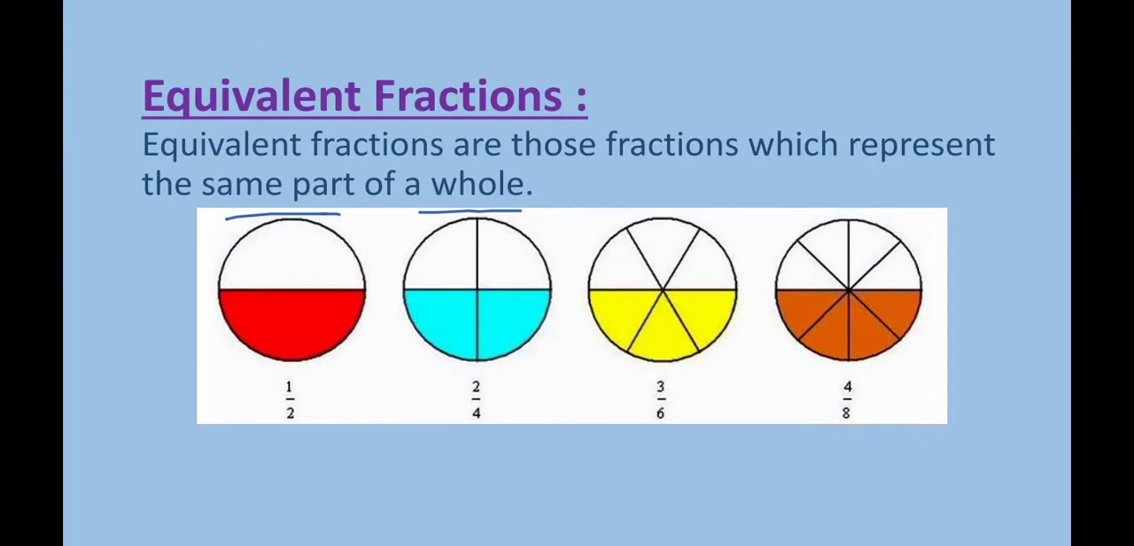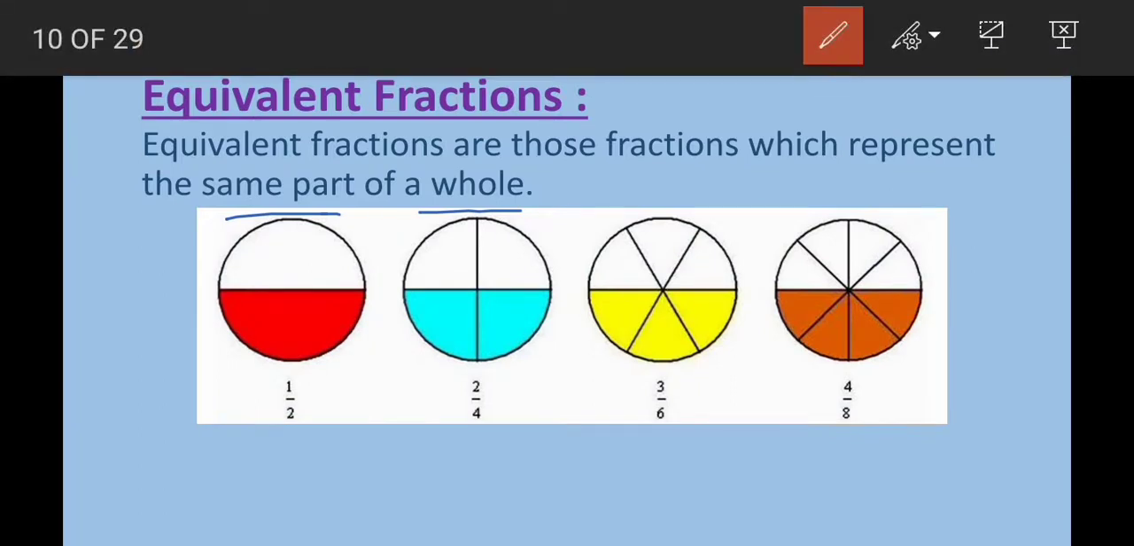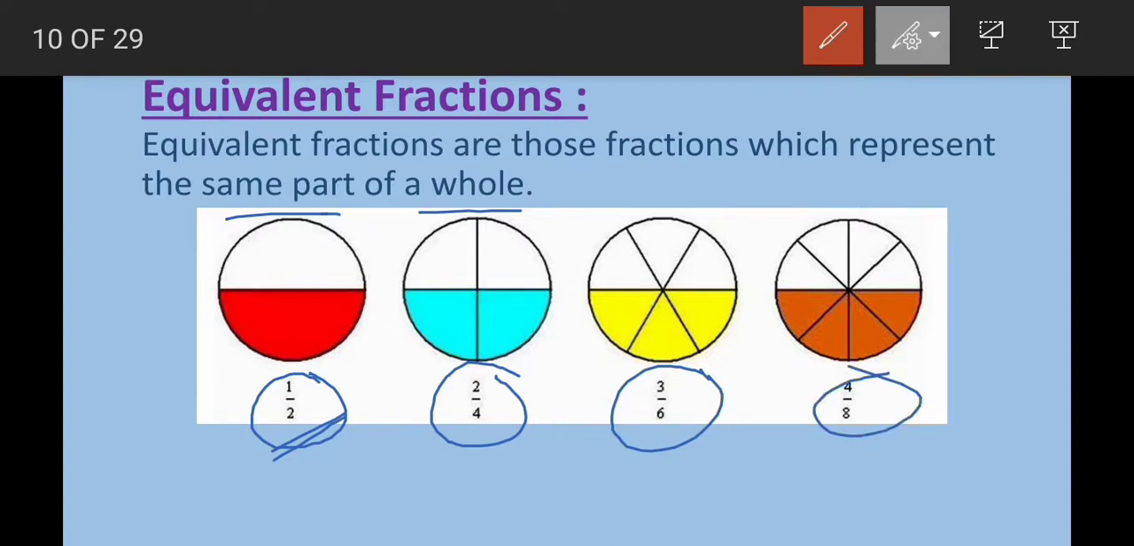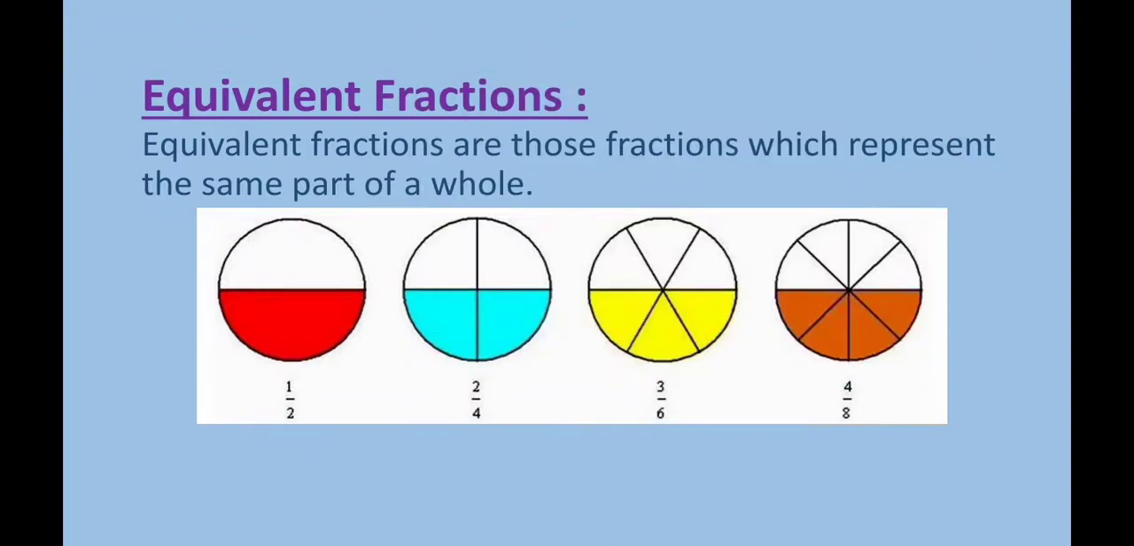Look at this picture. The first one represents 1 by 2 of the fraction, that is half. The second one represents 2 by 4 of the fraction, that is 2/4. Here the total number of parts is 4, and it represents 2 parts from that. Now move to the third one. It represents 3 by 6 of the fraction and the last one represents 4 by 8.